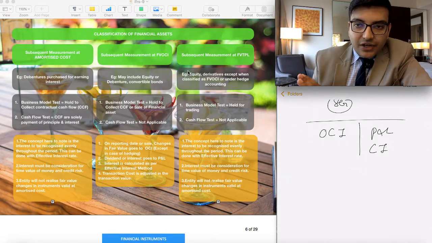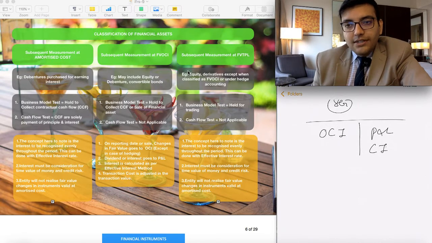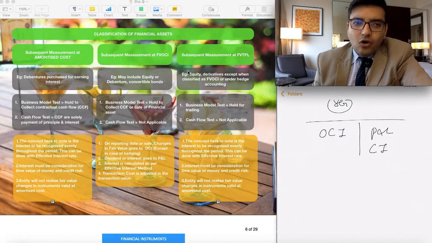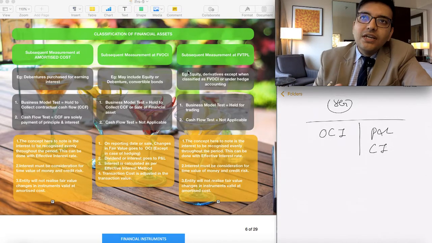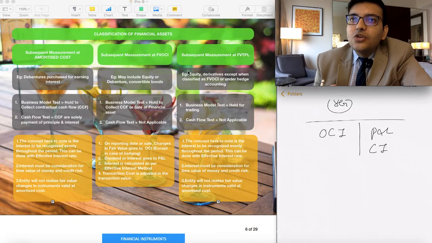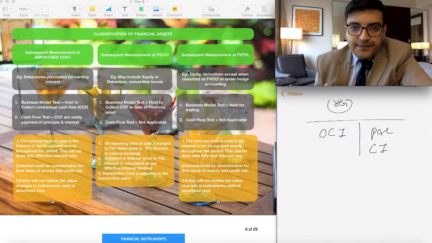So there were three classifications mentioned in IFRS 9. Number one is subsequent measurement. Now see why they have written subsequent measurement at amortized cost. Subsequent measurement at amortized cost, or subsequent measurement at FVOCI. Why is this subsequent measurement? Because initially you have to classify them, but measurement will be done at the reporting date, right?